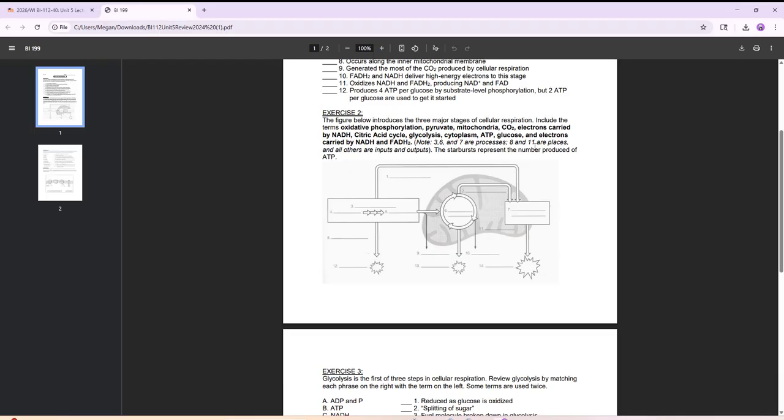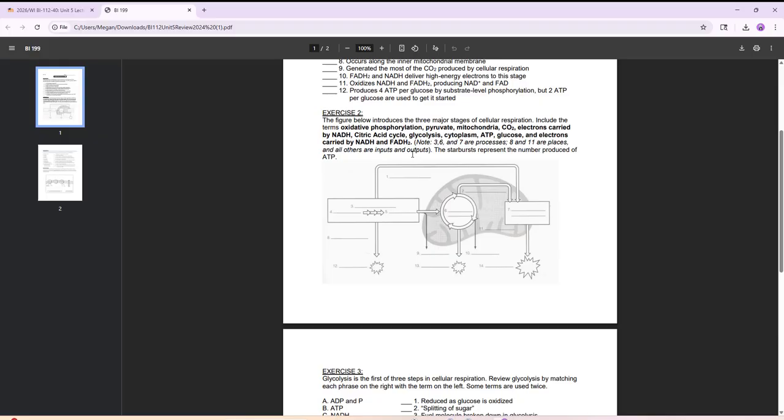Numbers 8 and 11 are places. So 11 is a place and 8 is a place. A place would be mitochondria and cytoplasm. That's pretty easy to figure out: what's this thing, what's outside of that thing. And then all the others are inputs and outputs.